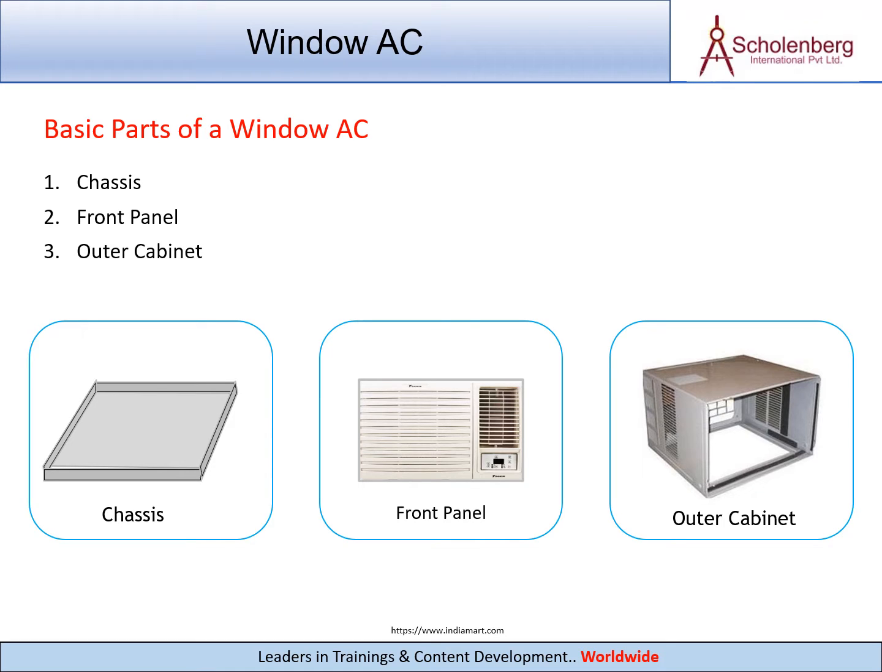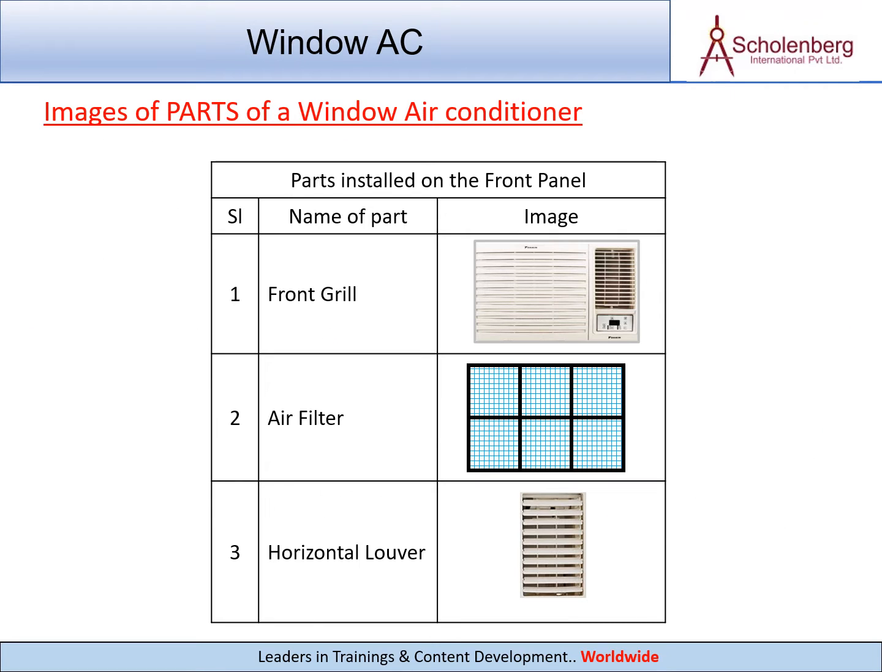Basic parts of a window AC. 1. Chassis. 2. Front panel. 3. Outer cabinet. Images of parts of a window air conditioner. Parts installed on the front panel.